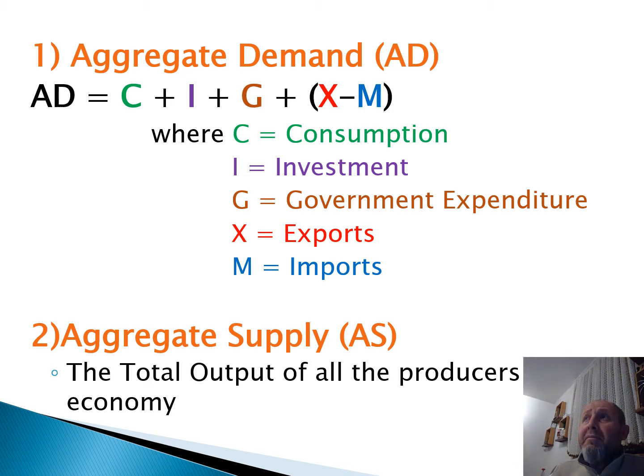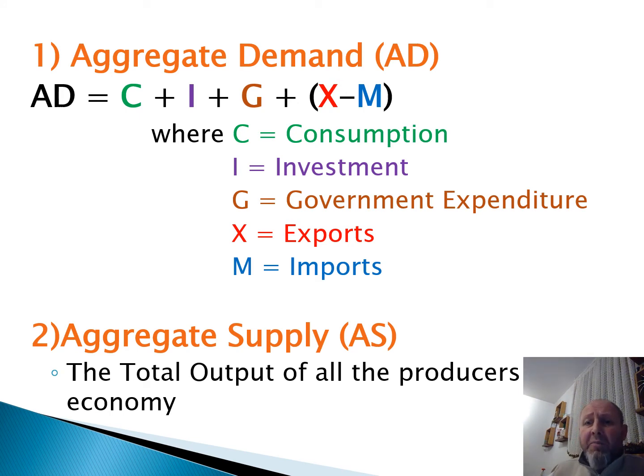AD is C plus I plus G plus X minus M. Your turn, little voice. C plus I plus G plus X minus M.